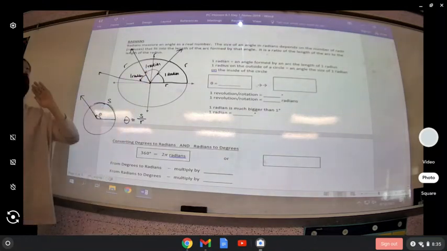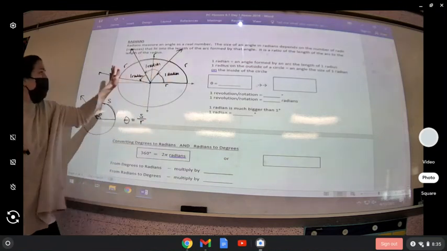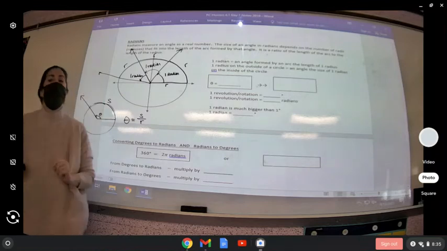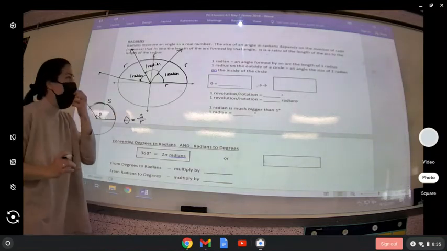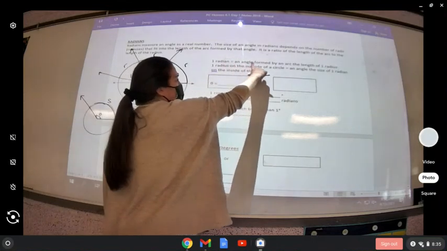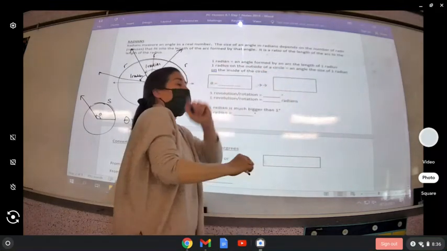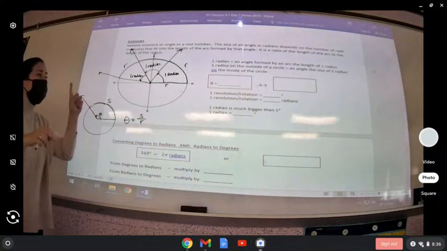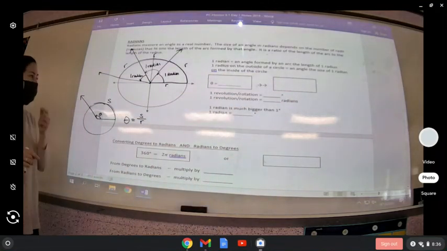Okay? So again, for every radius that fits on the outside, there is an angle the size of 1 radian on the inside of that circle. All right, so I wrote it all over here. 1 radian equals an angle formed by an arc the length of 1 radius. 1 radius on the outside equals the angle the size of 1 radian on the inside of that third circle.